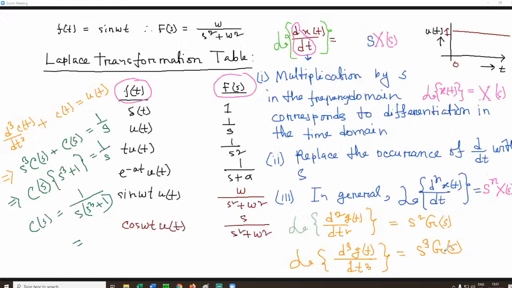Okay, so that is the derivative formula. Now we would like to move to the integral formula. How will the integral formula look? So, integrals.